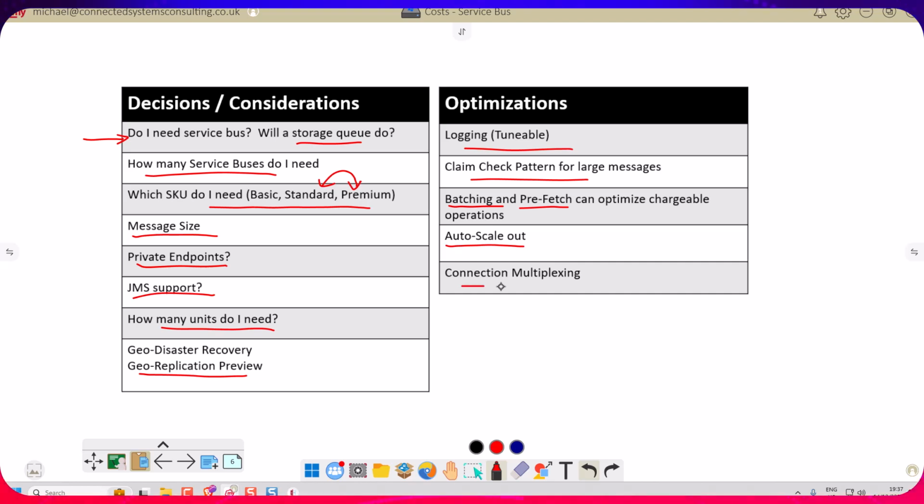And then the final thing I want to talk about is connection multiplexing. So this is a way where you can create a single connection to Service Bus that can be reused by multiple different senders at the same time inside your application. So there's a couple of good things here.